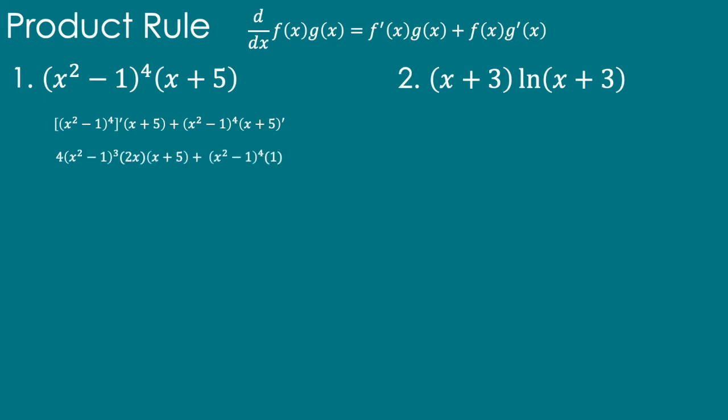So we need to simplify this. Simplifying the derivative of x squared minus 1 to the power of 4, that involves chain rule. So that's why we have to multiply times the extra 2x. And then taking the derivative of x plus 5, that is just 1. So now we can simplify, in this case, by factoring out a common x squared minus 1 to the power of 3. So we see that in two places.